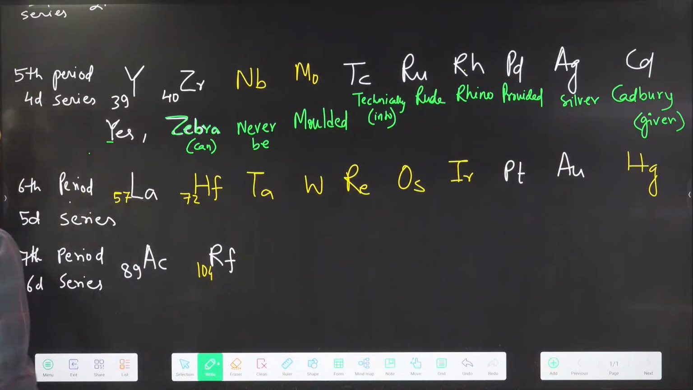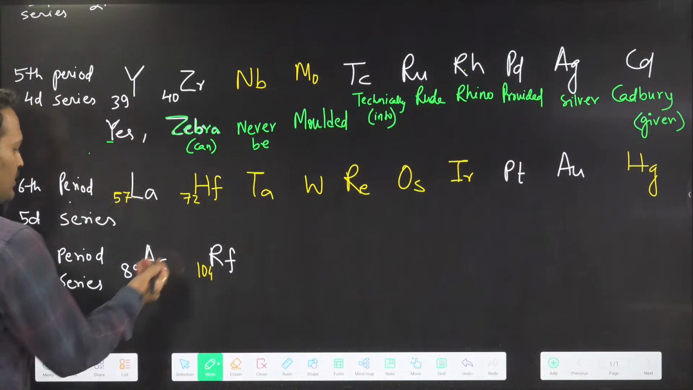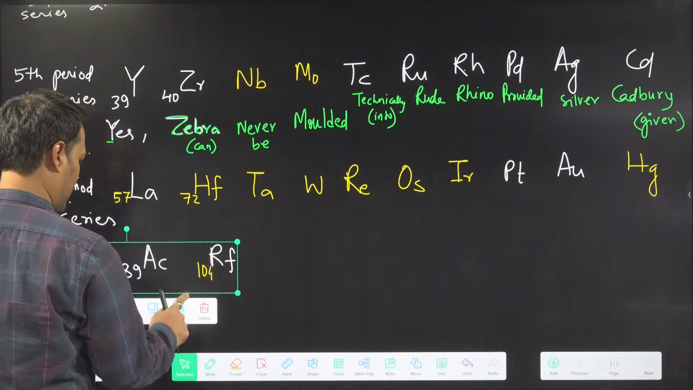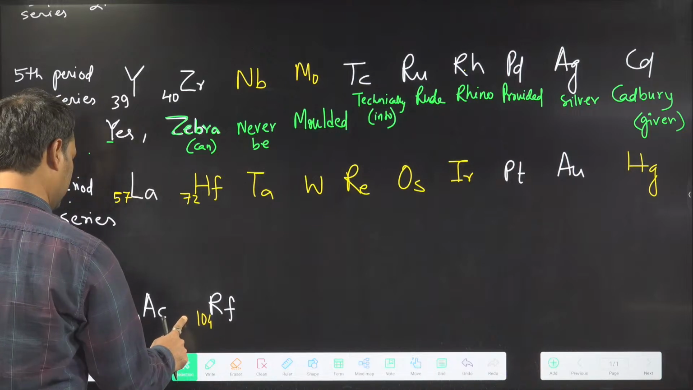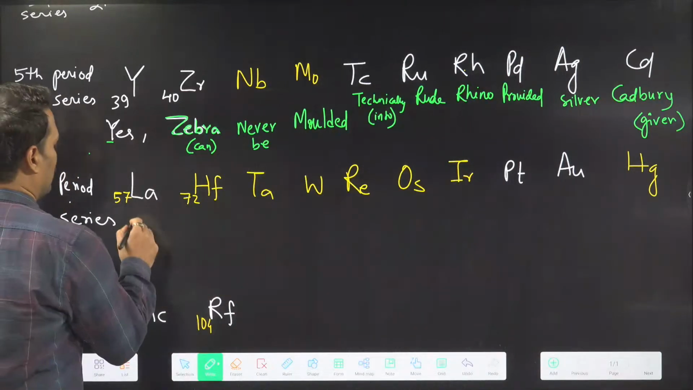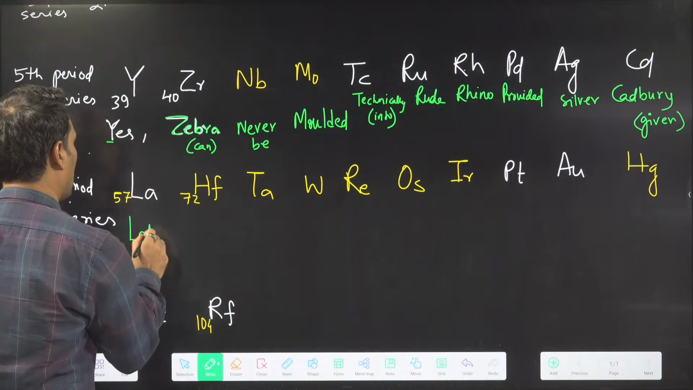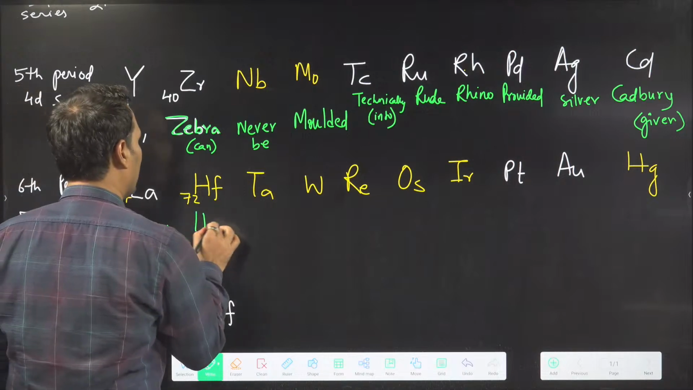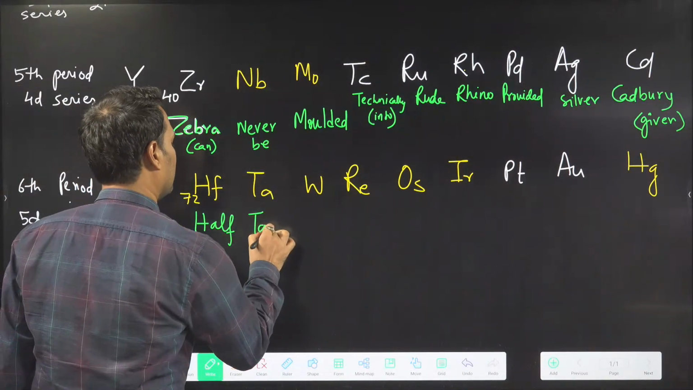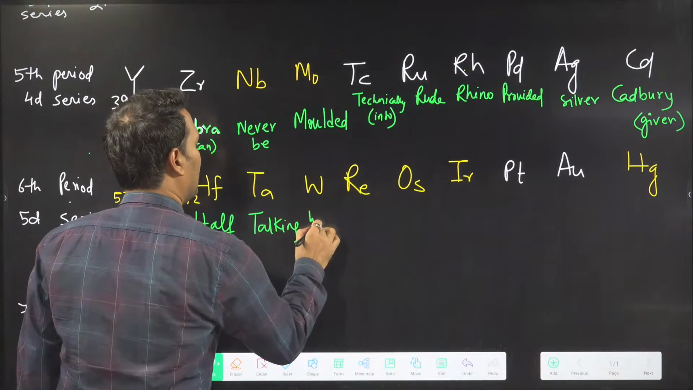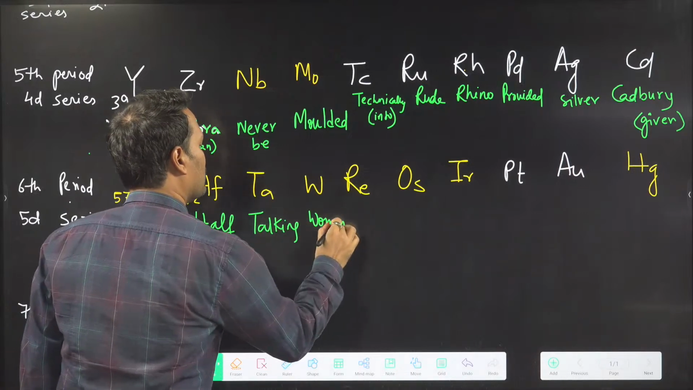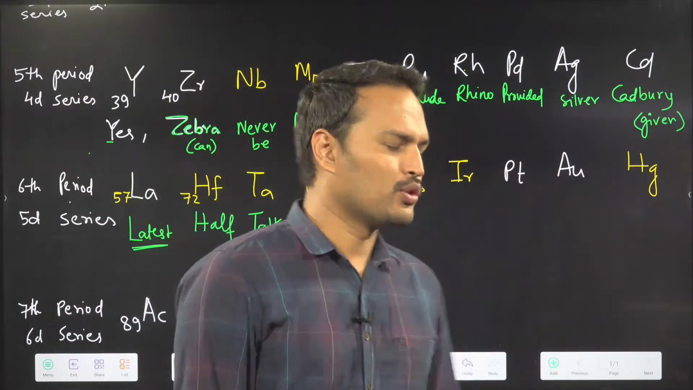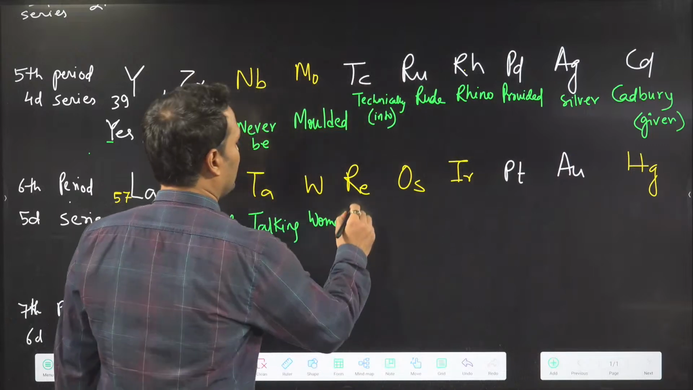Next part we were talking about this, the 6th period, that is the 5d series. So let's write about it now. ठीक ना? So we are writing here, latest. What is the latest news? So latest, half talking women. Half talking women means what? You are sharing half knowledge, not good. ठीक है ना? So half talking women researched.